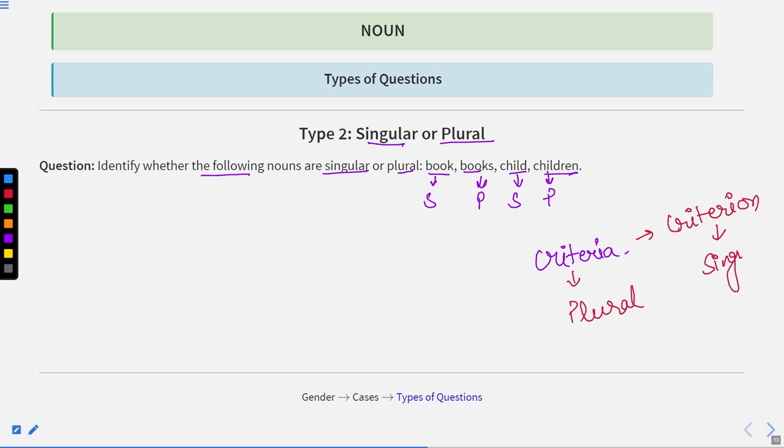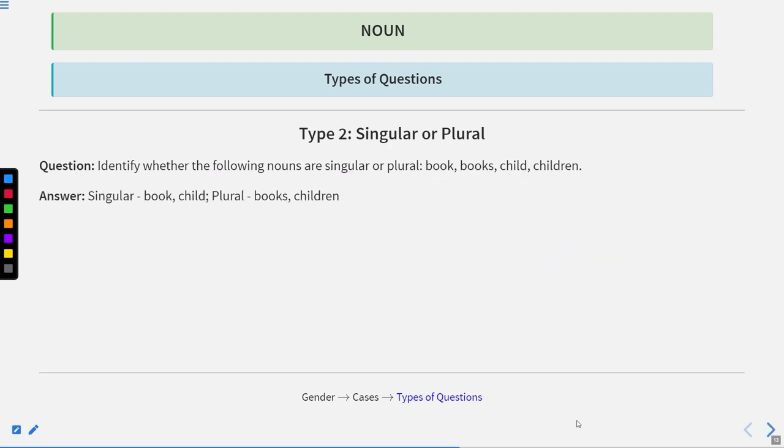Now maybe there are some more words. Suppose the word is bacteria, and you will be asked whether it is singular or plural. So bacteria is a plural word, whereas bacterium is singular. There are different nouns which you can see, and you will be asked for the conversion as well as the identification of those nouns. So here singular are book and child, whereas plural are books and children.